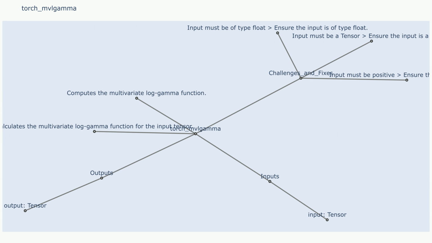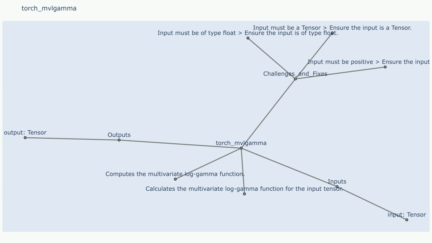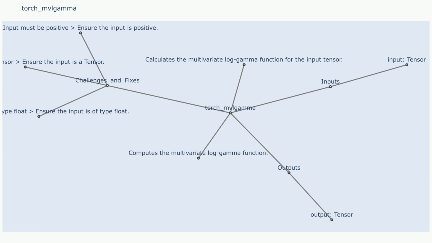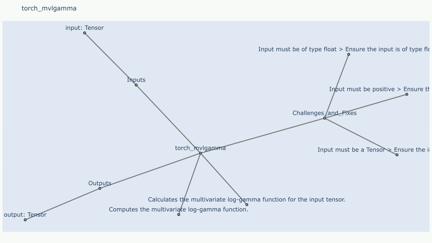D. Steps. The function calculates the sum of the logarithms of the gamma function applied to each element of x minus the logarithm of the gamma function applied to x, p/2. Challenges and fixes. Challenge 1: x must be a positive tensor. Otherwise it will raise a value error.